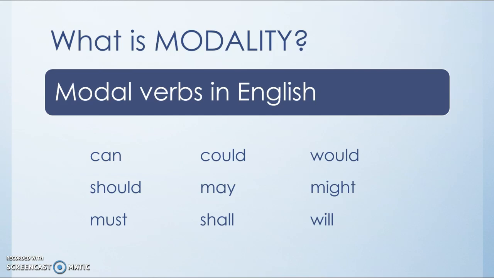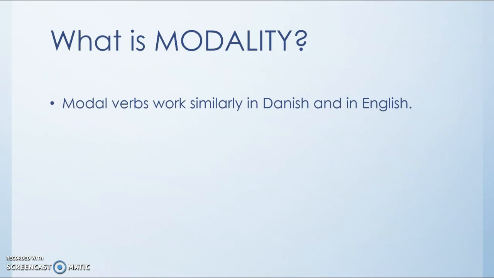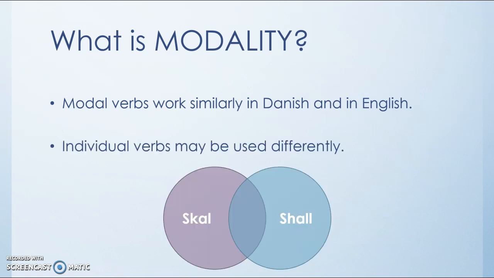Do you know these verbs already? If there are some you don't know, you can look them up. There are only 9 of them. These modal verbs work similarly in Danish and English. But an important thing to look out for is they don't always translate directly from one language to another. Individual verbs may be used differently. So pay close attention to how they're used in the texts that you read and listen to.